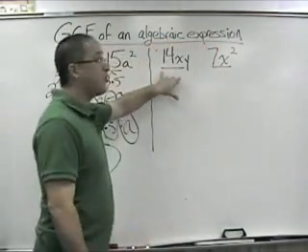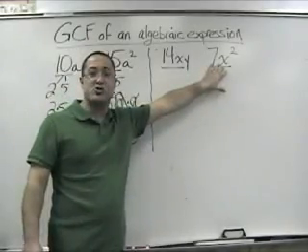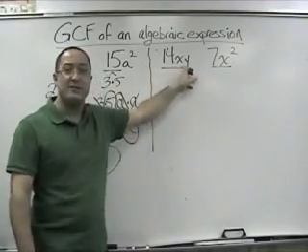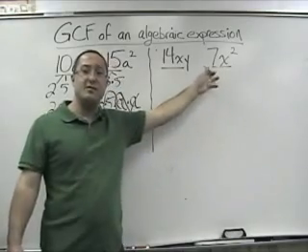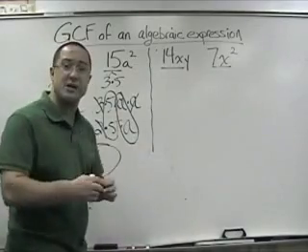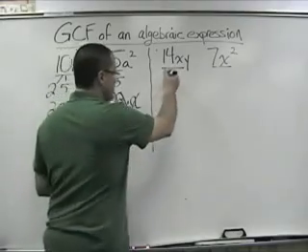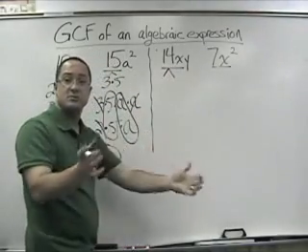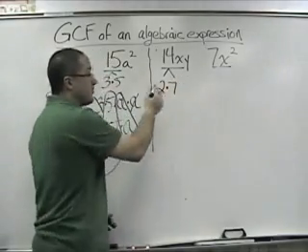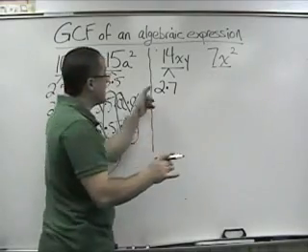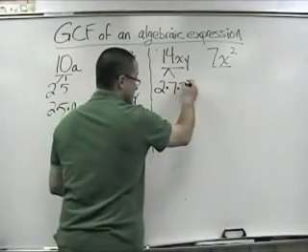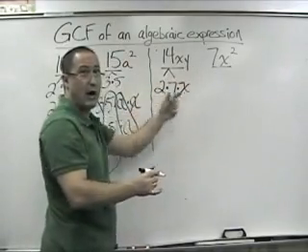Let's take a look at these two. 14xy and 7x squared. Once again, remember, 14xy means 14 times x times y, and 7x squared means 7 times x again, right? So let's do the prime factorization for the number 14. 14 comes from? Easy, 2 times 7. Those are both primes, so that's taken care of, right? So then it's 2 times 7 times what? Times x times y.